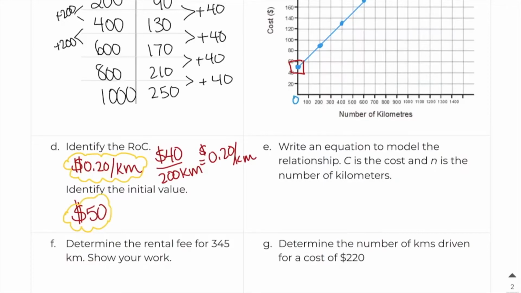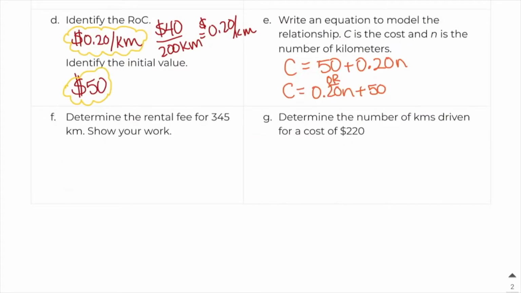And then question E says to write an equation to model the relationship. C is the cost and N is the number of kilometers. So we know that the cost is going to be equal to an initial $50 plus 20 cents for every kilometer. Or we could also say 20 cents per kilometer plus an additional 50. Doesn't matter which way we do it. They're saying the exact same thing.